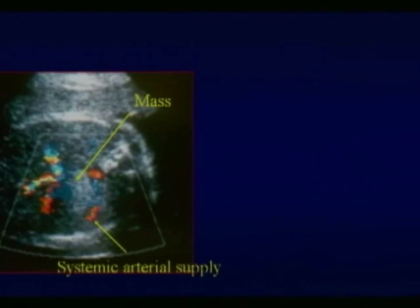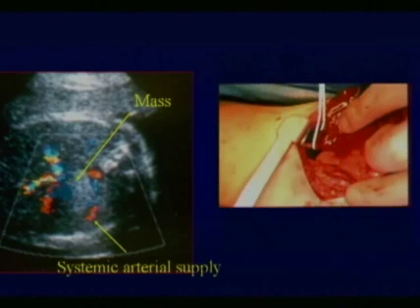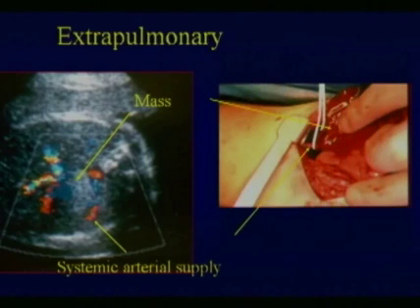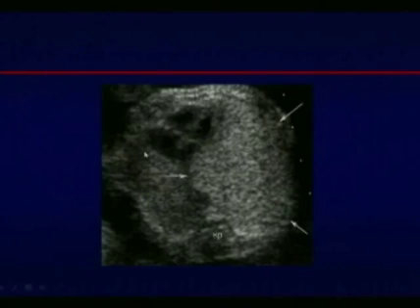One thing we do when we look at lung lesions is also look at the vascularity in an attempt to distinguish CAMs from sequestrations. Sequestrations typically have an arterial supply from the aorta, a systemic arterial supply, and we can oftentimes see that by ultrasound. It can also be seen at the time of surgery. Another case of sequestration with an arterial systemic supply.